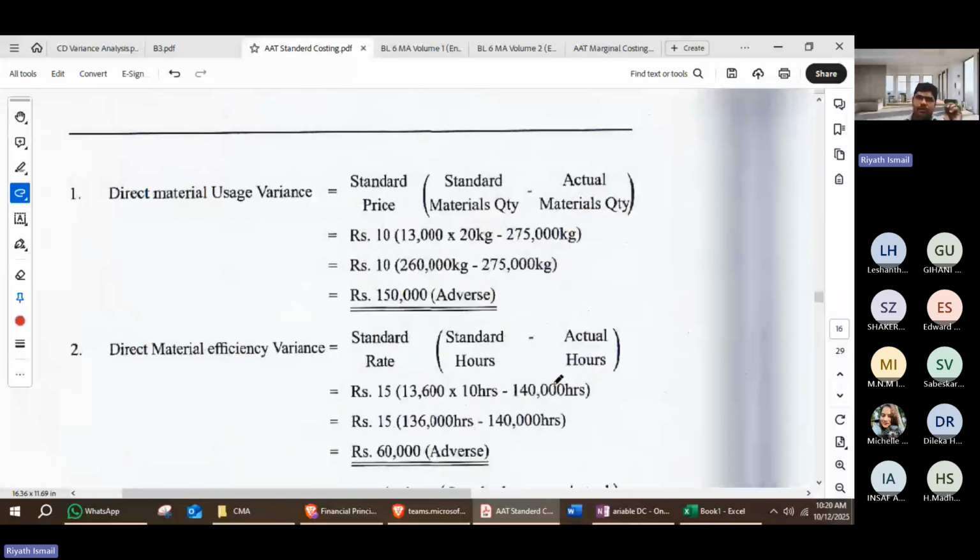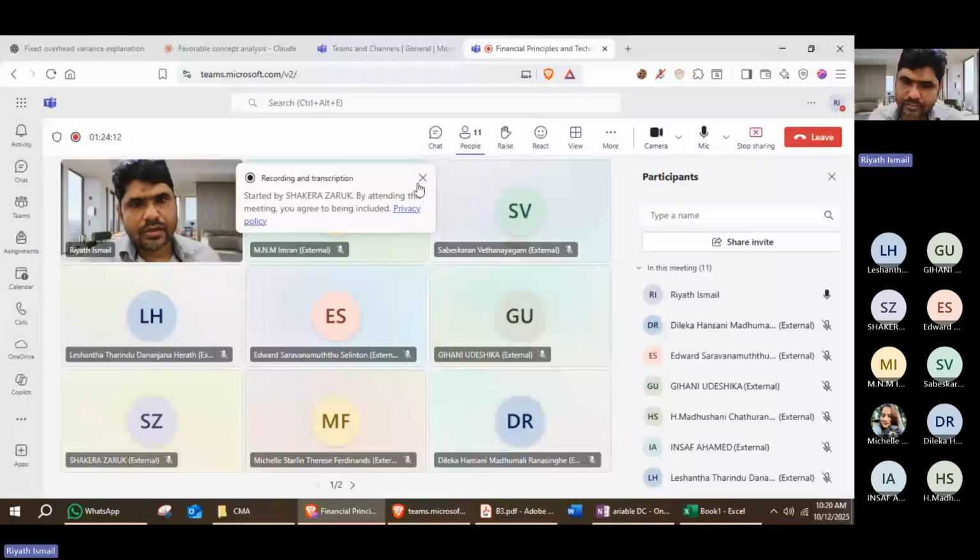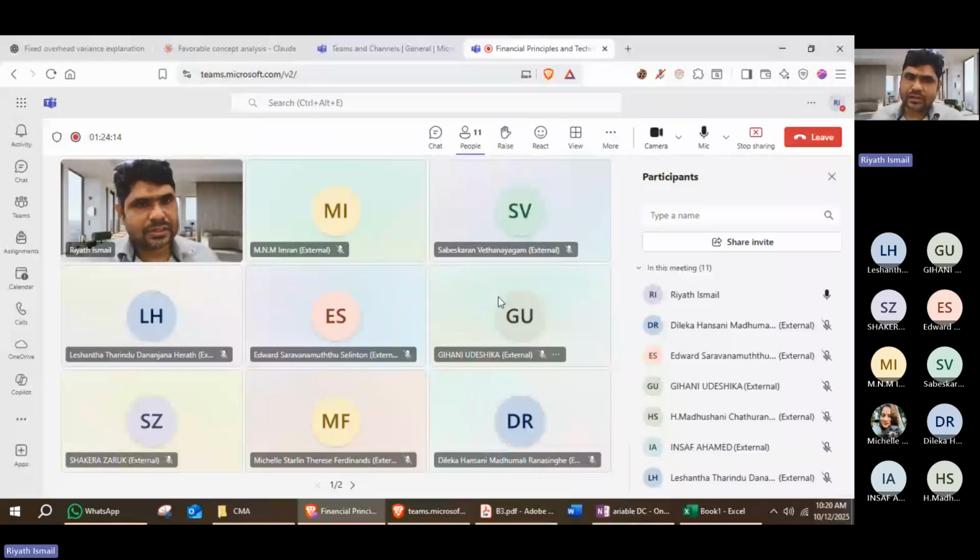Then we move to the next section, sales variance, right? Shall we have a break of 10 minutes? Shall we start about 10:30? Okay, we will start about 10:30.